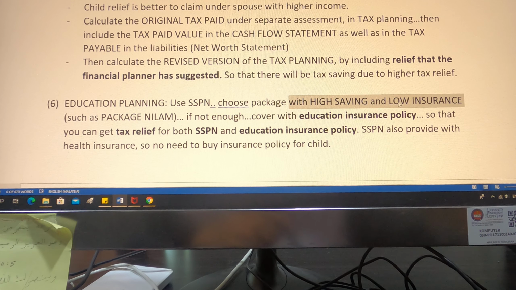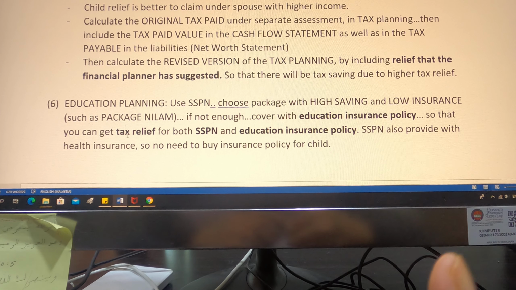Okay, for example, if you go to the SSPN website, then you can see Package Nilam. Package Nilam offers high saving and low insurance. You can use that package, and if it is not enough for the purpose of accumulating funds, then you should cover with an education insurance policy. Which means in education planning, it is possible for you to have two packages. Number one is SSPN, number two is an education insurance policy.